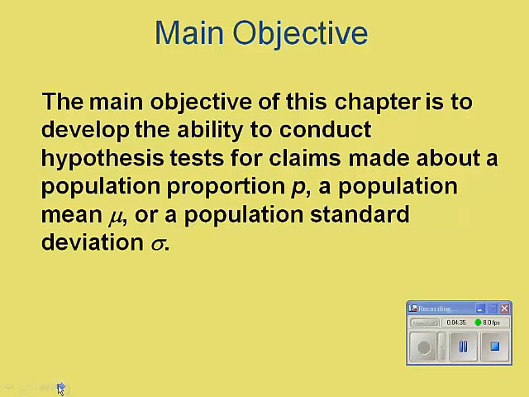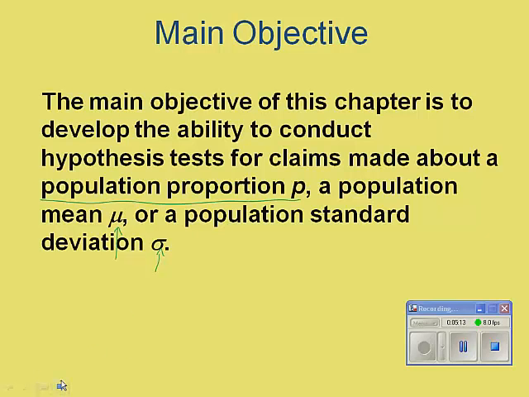Okay. There it is. The main objective of the chapter is to develop the ability to conduct hypothesis tests for claims made about a population proportion, p. I'm going to start with that today. Or a population mean, mu. We'll do that on Thursday. And I'll even touch upon standard deviation on Thursday. We've kind of ignored that for a week and a half. I want to bring that back. Kind of saved him for last because he's a little different. But in some ways, he may be the most important.